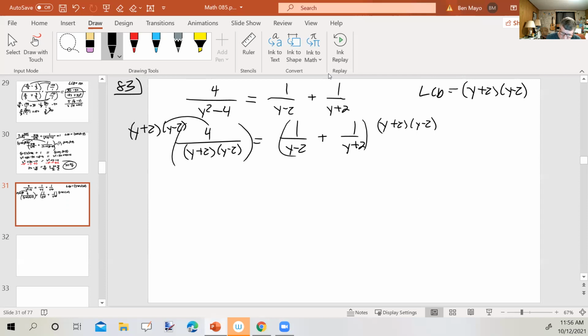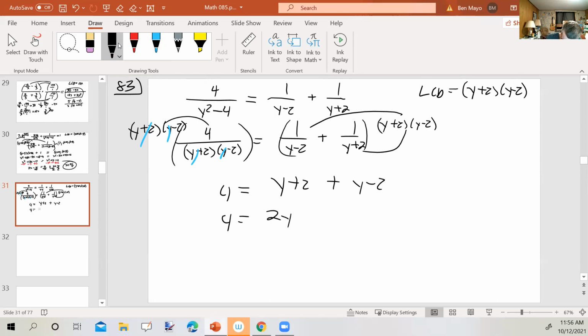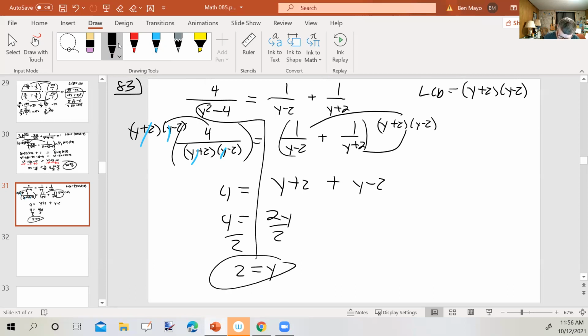Over here, the y plus 2 and the y minus 2 are going to cancel out, giving us just 4. Here, the y minus 2s reduce out, giving us y plus 2. And here, the y plus 2s reduce out, giving us y minus 2. So then I've got 4 equals 2y. Divide by 2, and y equals 2. However, if y equals 2 and we plug it in here or here, the denominator becomes 0, so there's no solution.